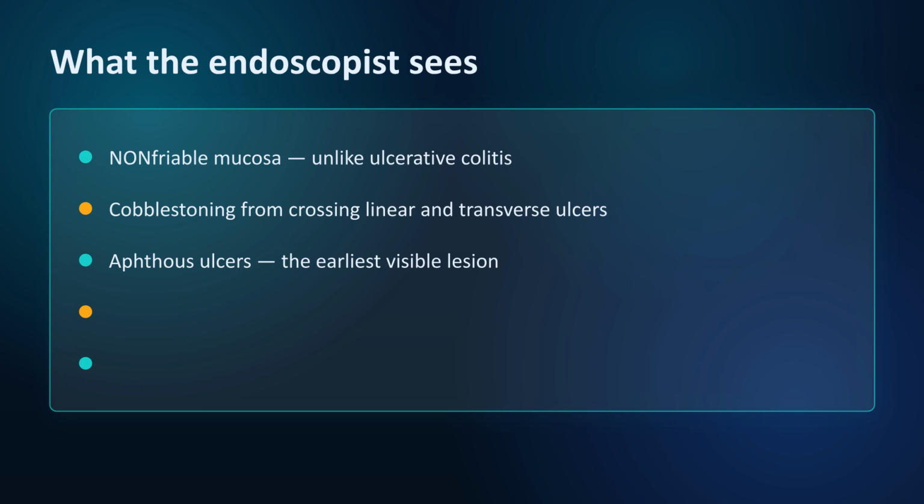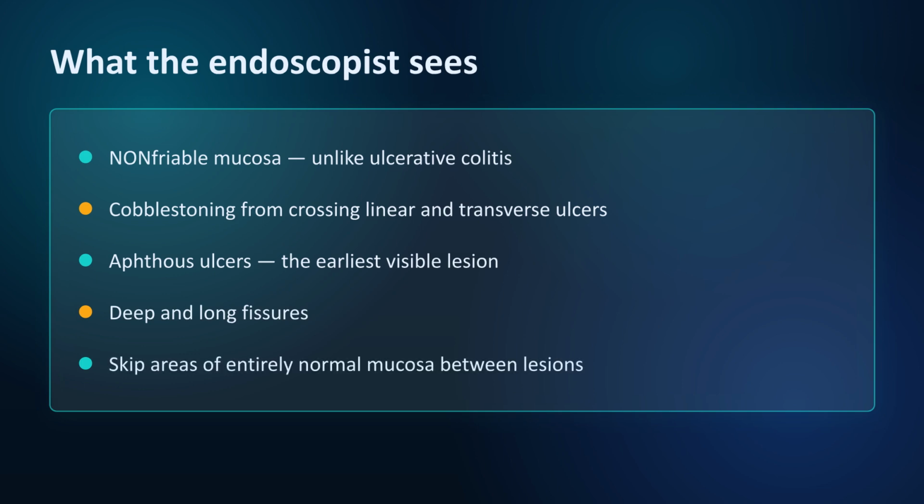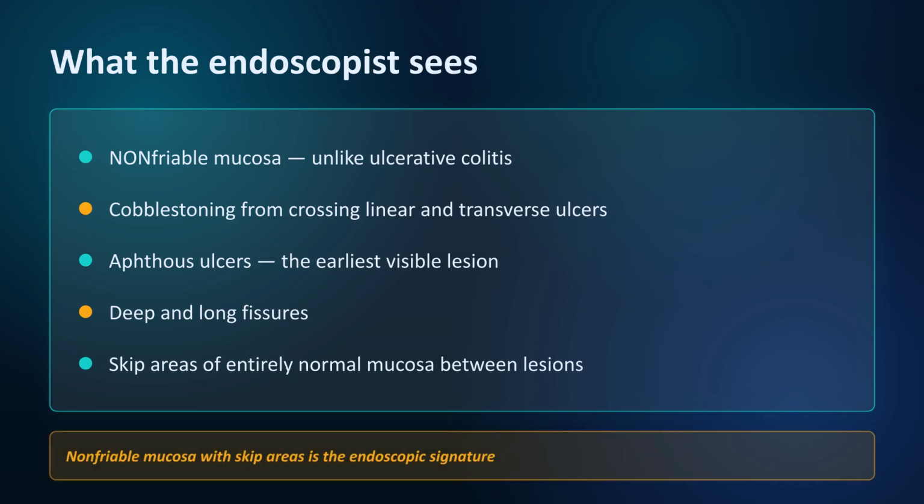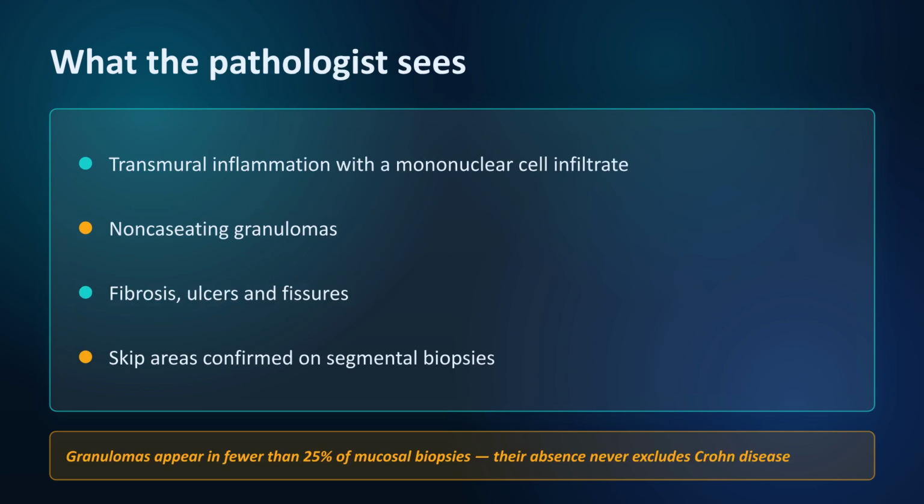Third, aphthous ulcers, which are the earliest visible lesion. Fourth, deep and long fissures. And fifth, skip areas, segments of entirely normal mucosa sitting between diseased ones. Non-friable mucosa with skip areas is the endoscopic signature. Take biopsies from diseased and normal-appearing segments alike. The contrast is diagnostic. Now the histology.